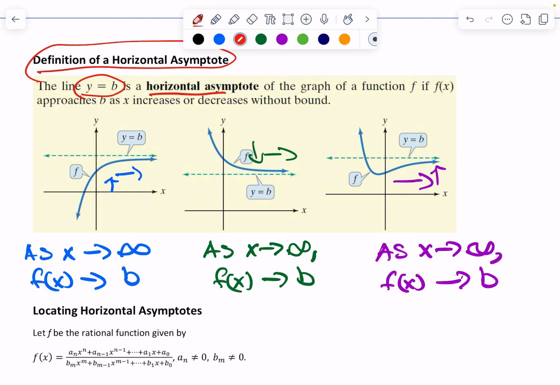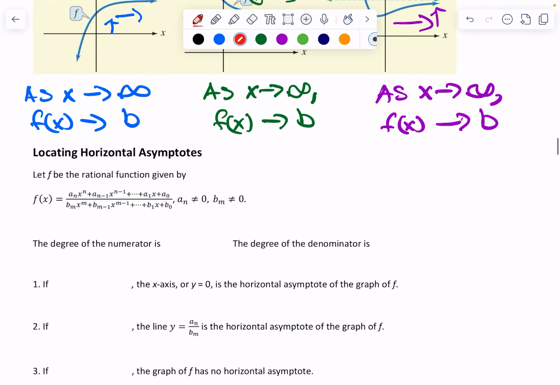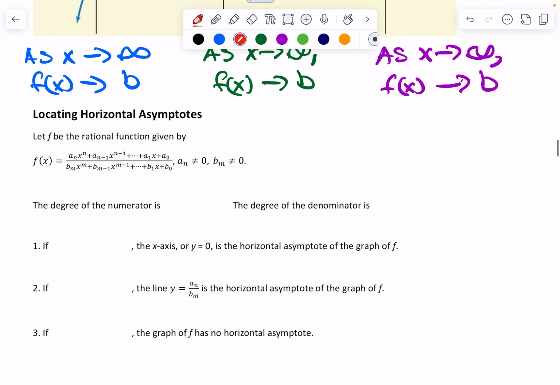Okay, locating horizontal asymptotes is a little bit trickier, and you've got to make sure that you remember. If we have a rational function, the degree of the numerator is n, and the degree of the denominator is m. Make sure that you know that difference. If n is less than m, so the degree of the numerator is less than the degree of the denominator, the x-axis, or y equals 0, is the horizontal asymptote of the graph f.